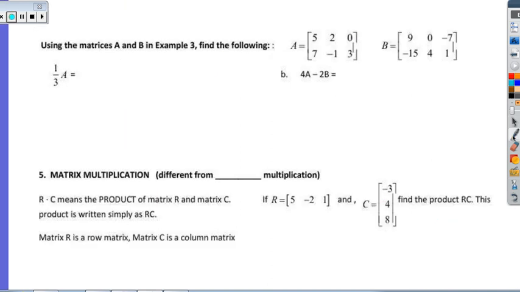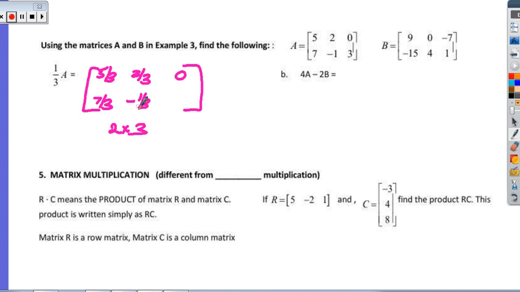All right. So we're still multiplying by a scalar here. It's telling me to take matrix A, always designated with a capital letter, and multiply it by 1/3. So each of the 6 elements sitting inside matrix A will be multiplied by 1/3. Since this is a 2 by 3, my resulting matrix will also be a 2 by 3. We'll have 5/3, 2/3, 0, 7/3, negative 1/3, and 1.